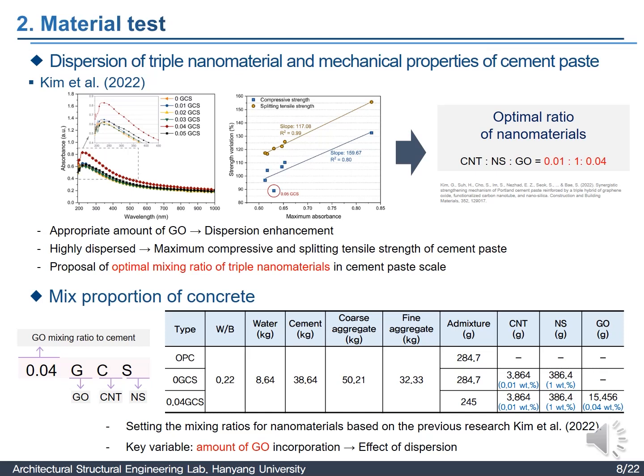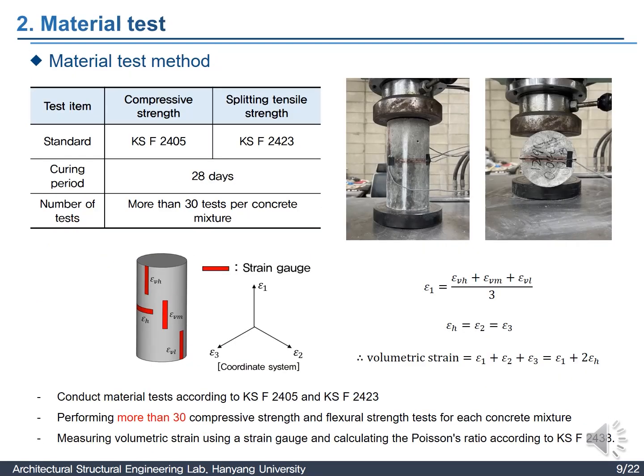Therefore, in this study, based on the research results, the mixing ratio for each nanomaterial was set, and the GO mixing amount was set as a variable to evaluate the material performance of concrete according to the incorporation of GO. For material testing, compressive strength and splitting tensile strength were measured according to KS standards, and more than 30 tests were conducted for each mixture.